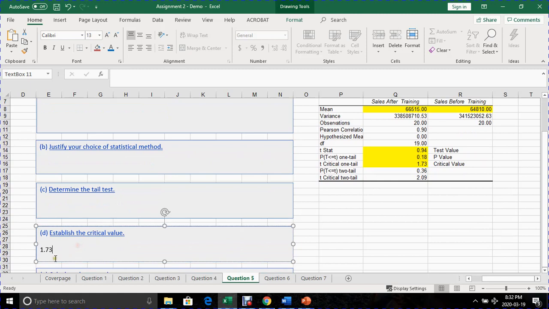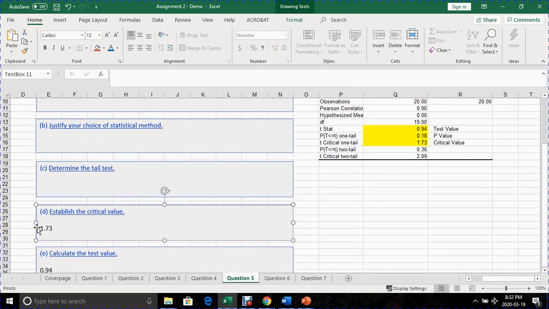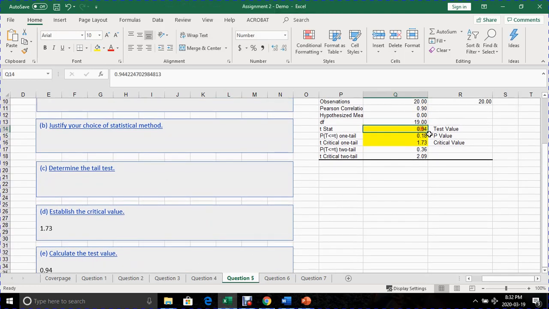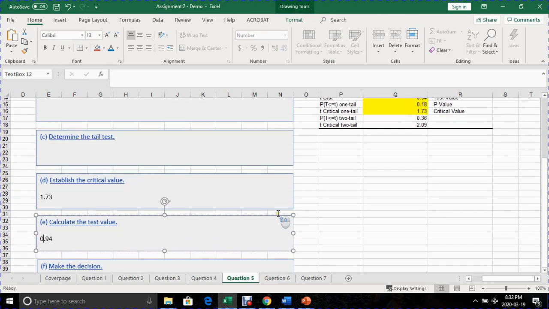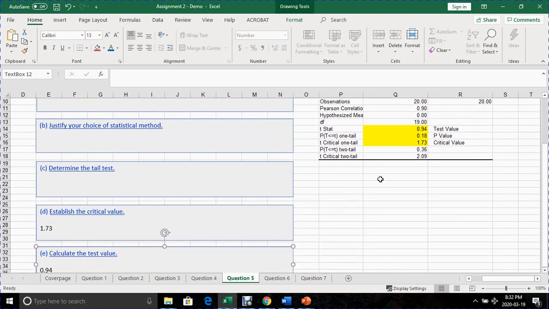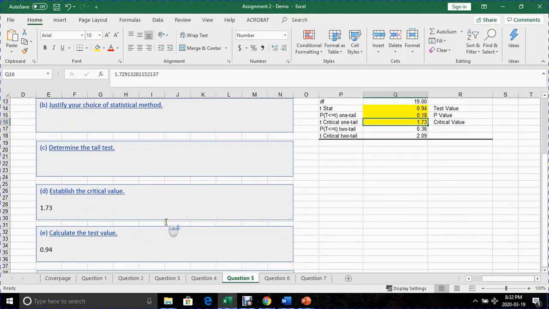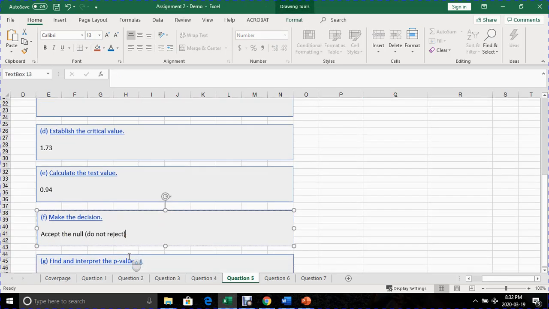Now we have to establish the critical value. The critical value here is 1.73, which is what I have right here. And then the test value is 0.94. Since our test value is less than the critical value, the decision will be to accept the null. We do not reject the null.